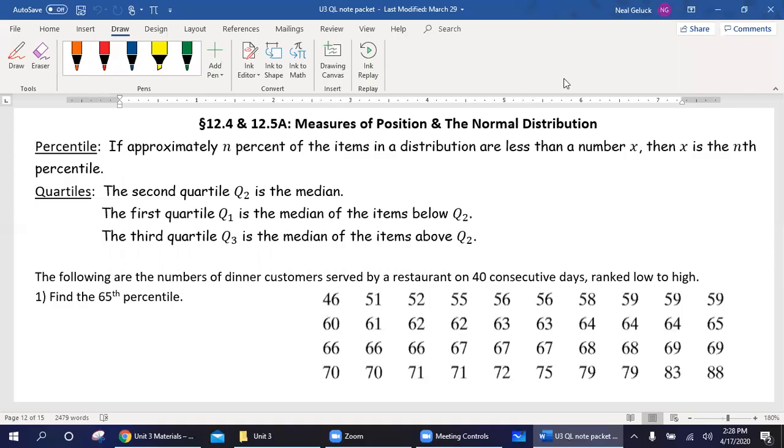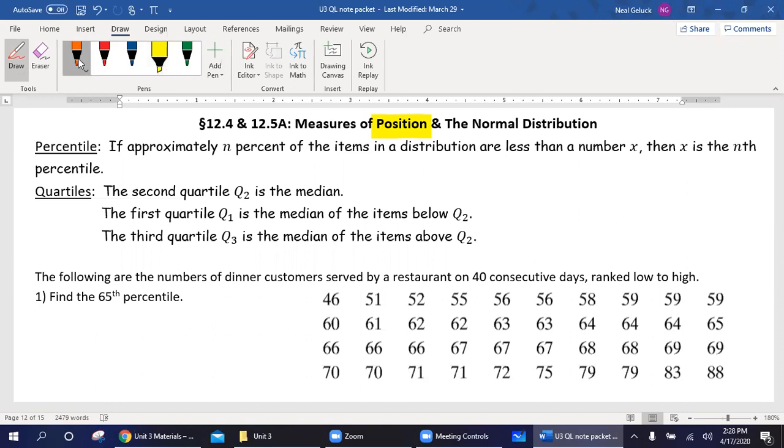Quantitative literacy. This is the first video for the 12.4 and 12.5a notes. Now we're looking at measures of position. Where is a data value with respect to all the other data values?